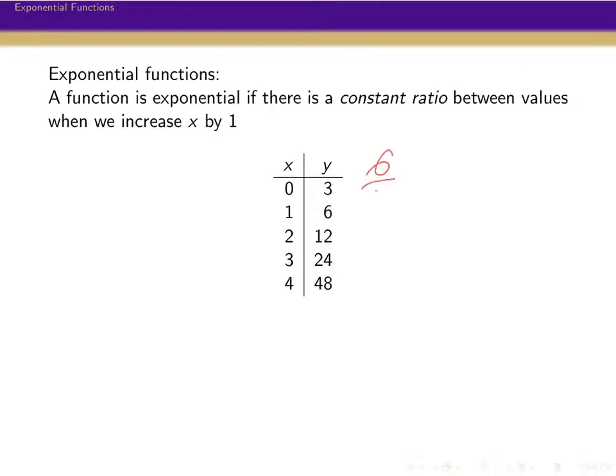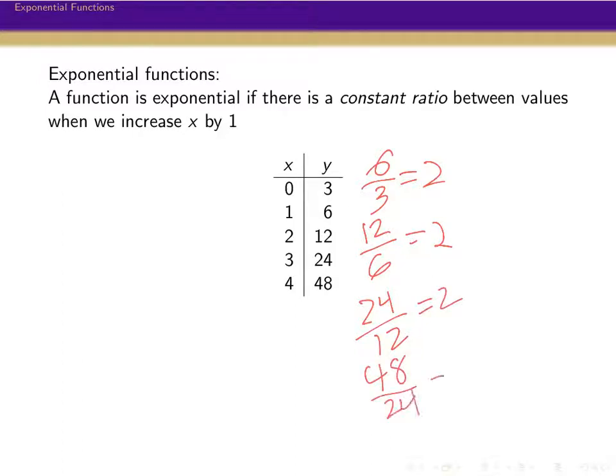And if you look, what's 6 divided by 3? That's 2. Then between the next two values, it goes from 6 to 12. Well, what's 12 divided by 6? It's also 2. Then from 12 to 24, what's 24 divided by 12? 2. Finally, 48 divided by 24 is 2. So to go from each next one in the table, we're going to multiply by 2. So the one after this, when we get to 5, it's going to be 48 times 2, which is 96.